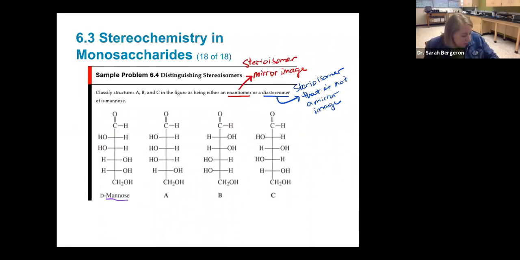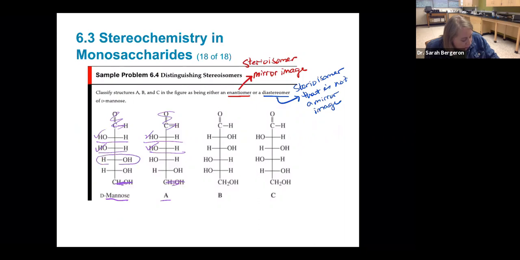We're going to compare mannose to structure A. If we look, we're not worried about the top stuff because it's exactly the same. If it was not exactly the same, they would be neither enantiomers nor diastereomers because they're completely different molecules. But we're already assuming that they are. So comparing this one and this one, they're the same. This one and this one, they're the same.